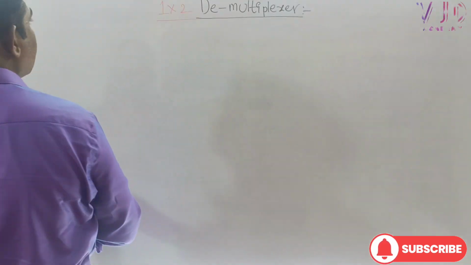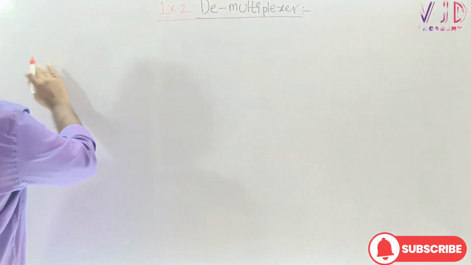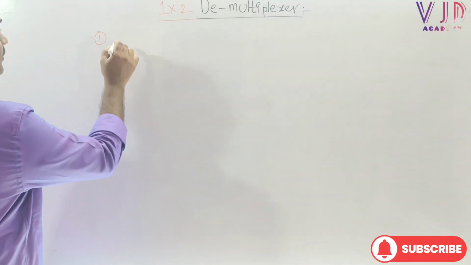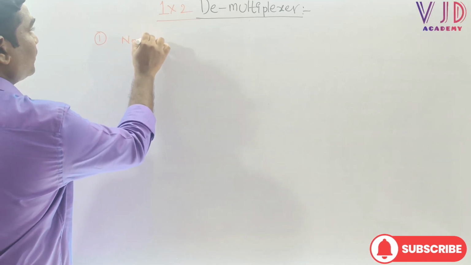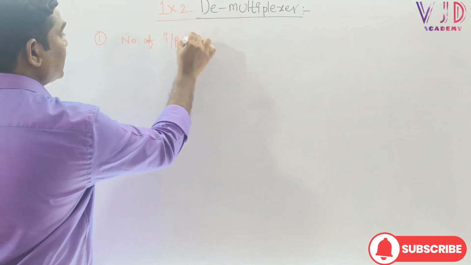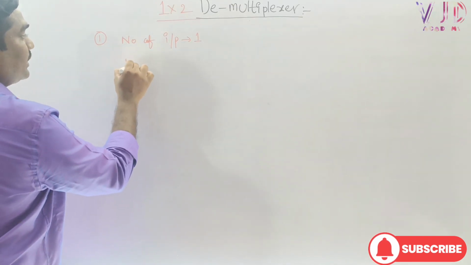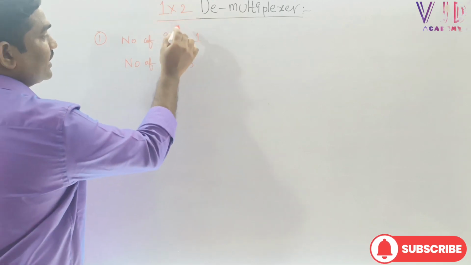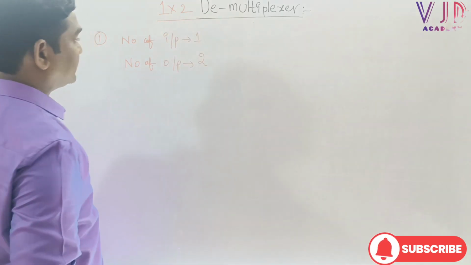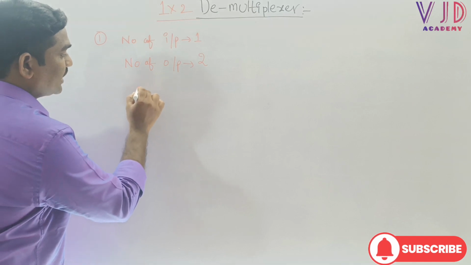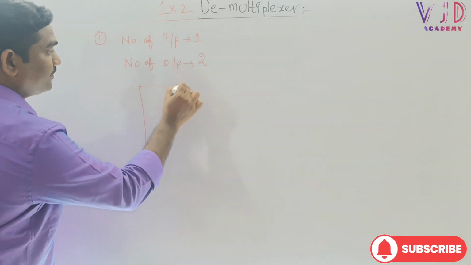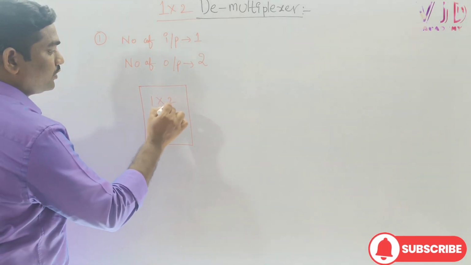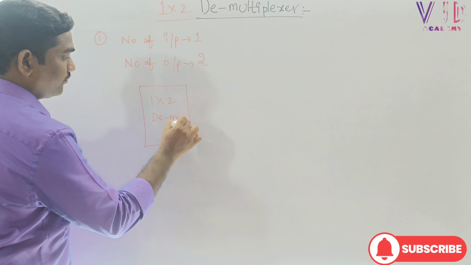Sir, the name itself indicates that for a 1 into 2 demultiplexer we need to find the number of inputs and outputs. The number of inputs is only 1, and the number of outputs, based upon the question, is 2. Now the basic circuit diagram of the 1 into 2 demux.